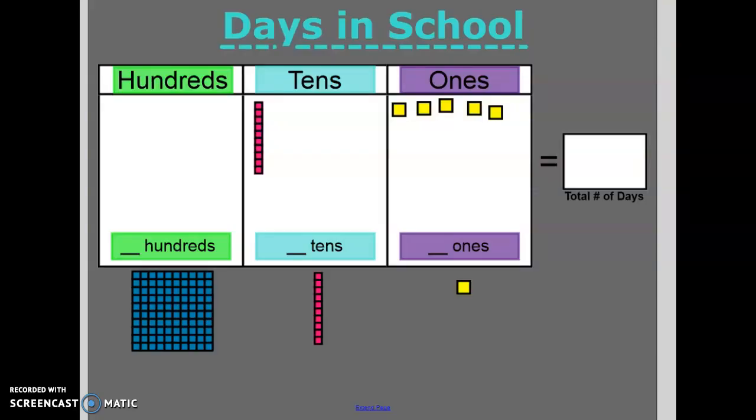Last time we were together, we had been at school for 15 days. If I was at 15 and I add one more, I know that one group of 10 and 6 ones make 16.